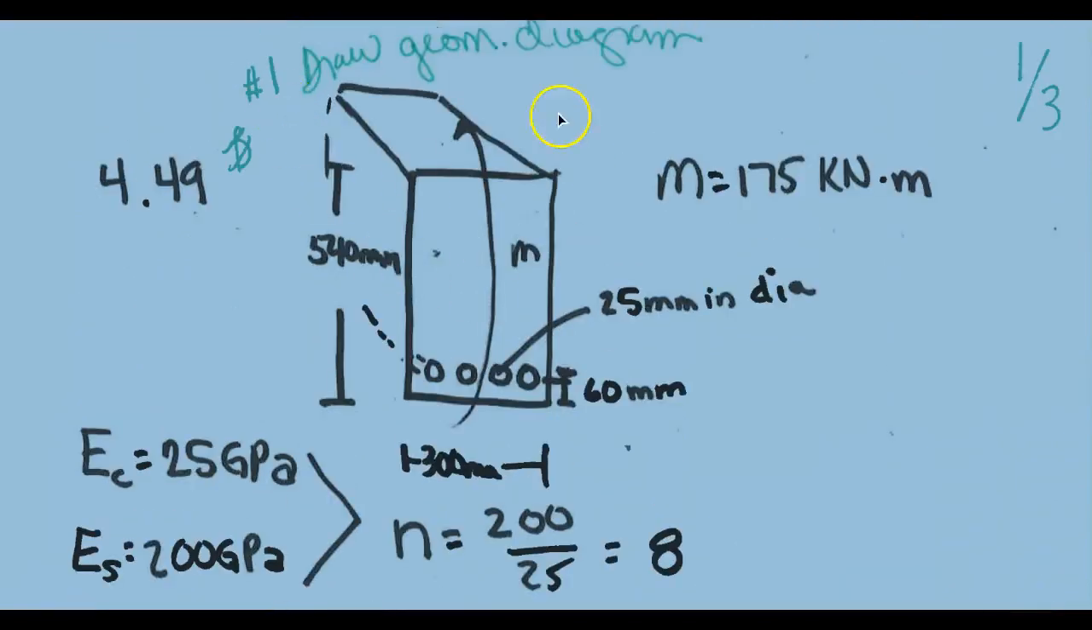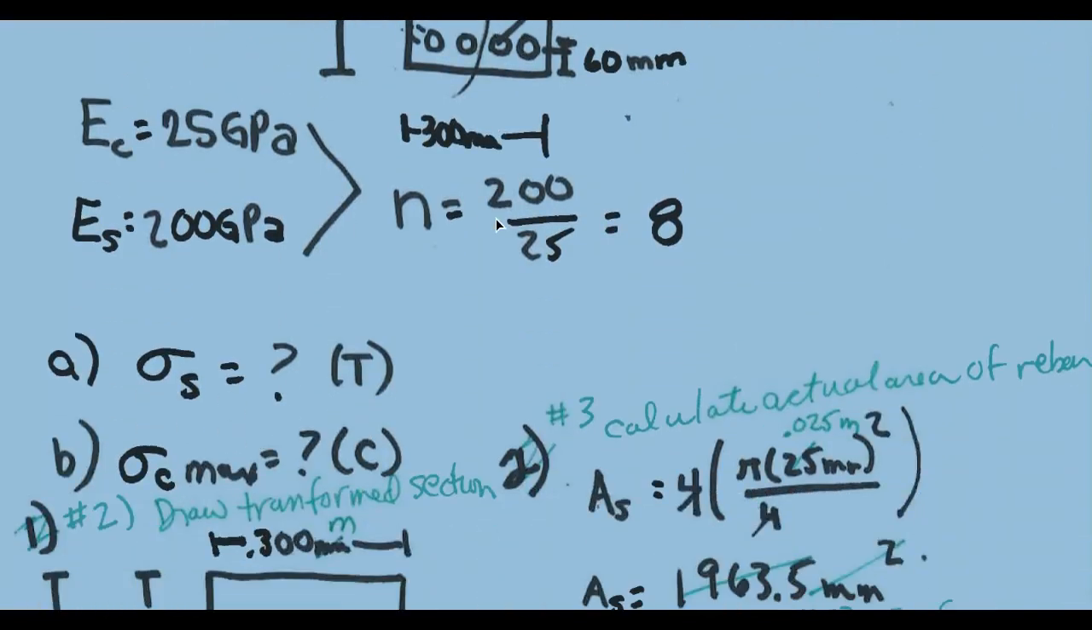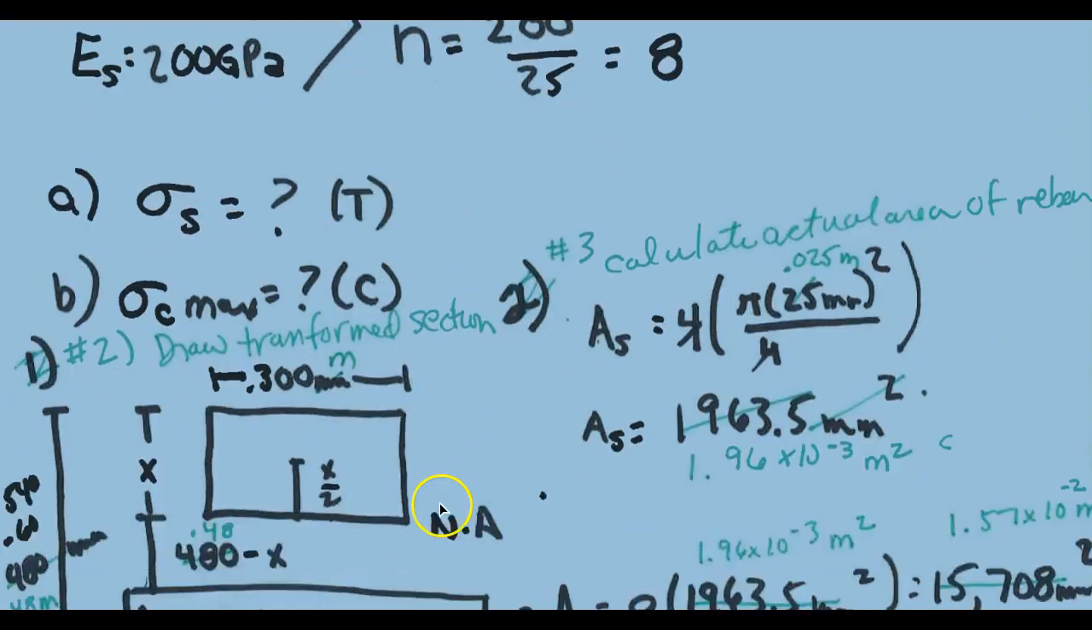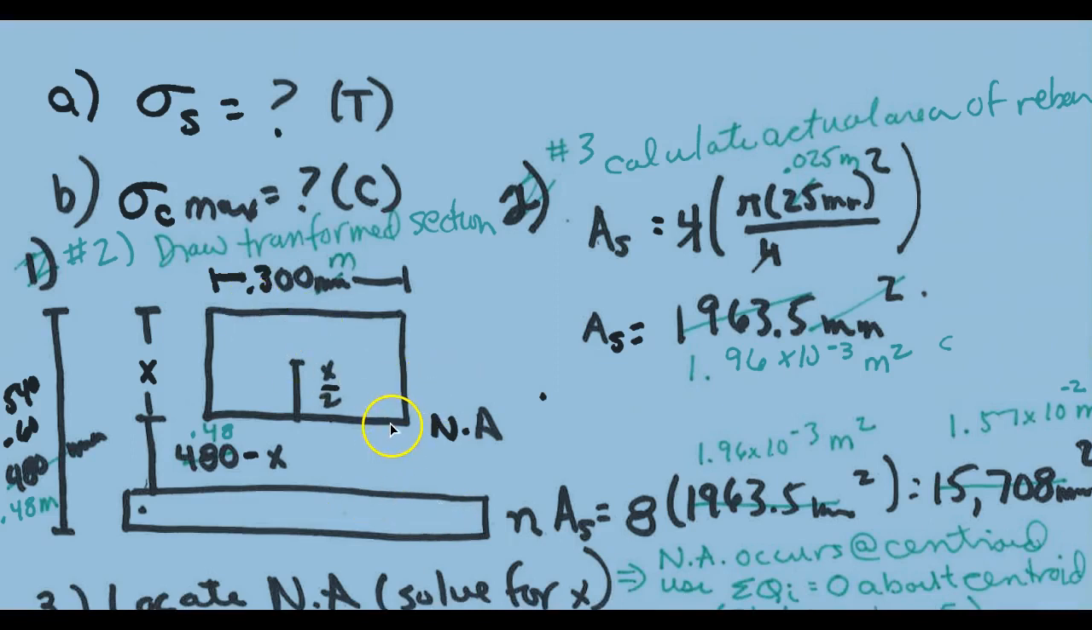So the first step is to draw the geometric diagram, recognizing that we're going to have a transformed diagram that looks different than that, but that represents more how it looks to the stresses, for lack of a better term. So we draw a transformed section. We do not know the location of the neutral axis, but we do know that the actual concrete is 300 millimeters or 0.3 meters wide, and that it's x from the top to the neutral axis. We also know that the distance from the centroid of the concrete to the neutral axis is x over 2.